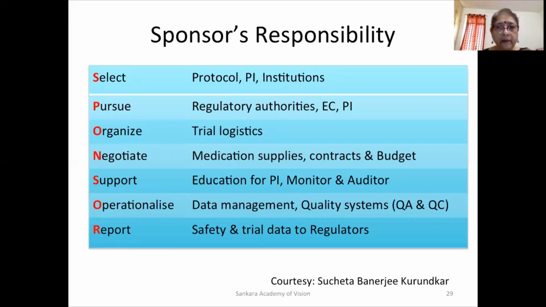The sponsor organizes trial logistics, negotiates medication supplies, contracts, and budget, supports education for the PI, monitor, and auditor, and operationalizes the data management quality systems, and reports safety and trial data to regulators.